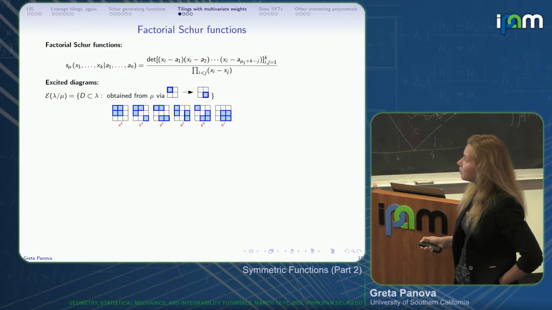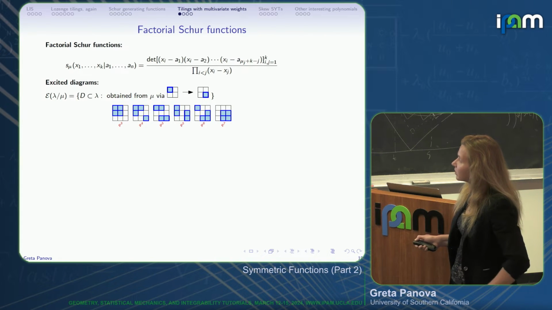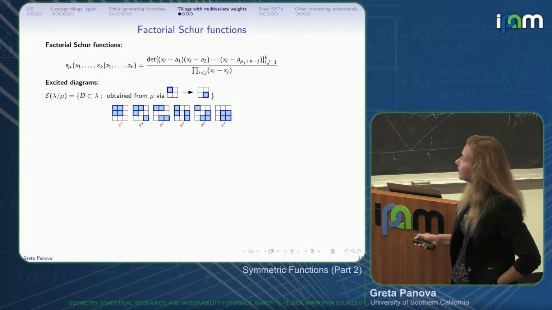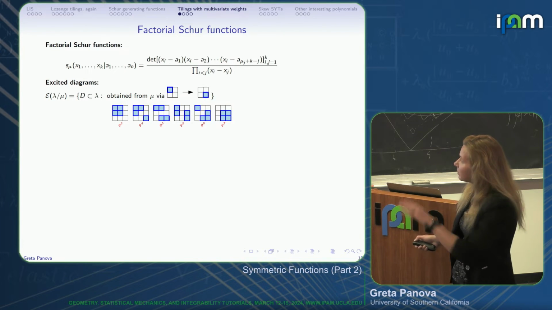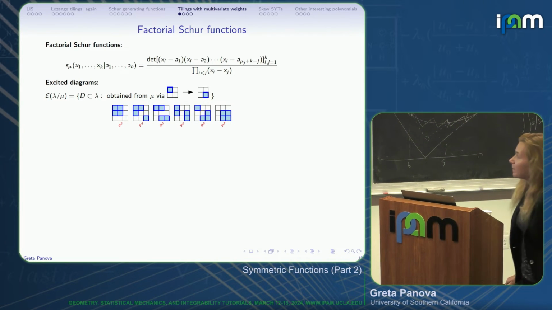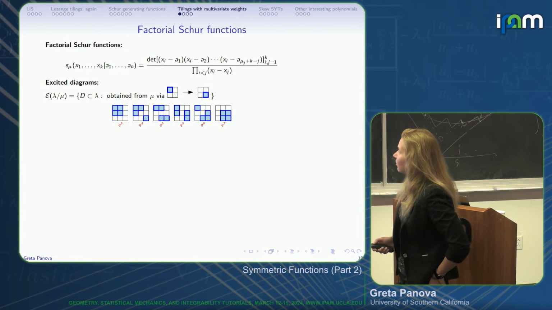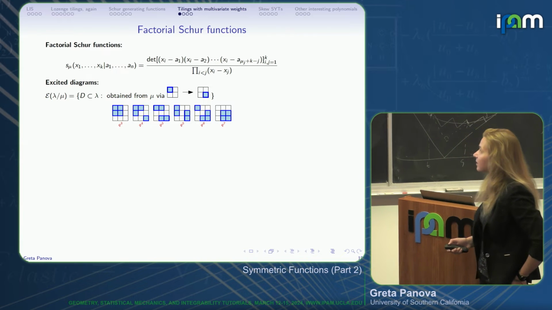So the starting point is going to be this situation, mu inside lambda. And we can move this box. We get this excited diagram. We can move another box. We get this excited diagram. Or we could have moved the other box here. This one, this one, this one. Don't worry about the Q's at the moment. I'll show you where they show up. And so these are our excited diagrams in this case.